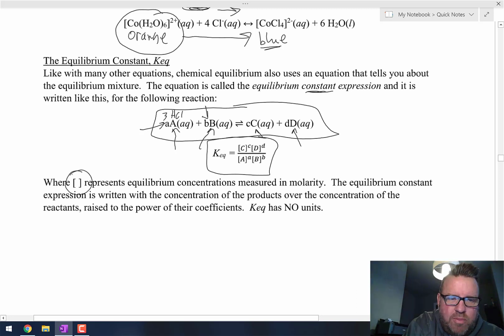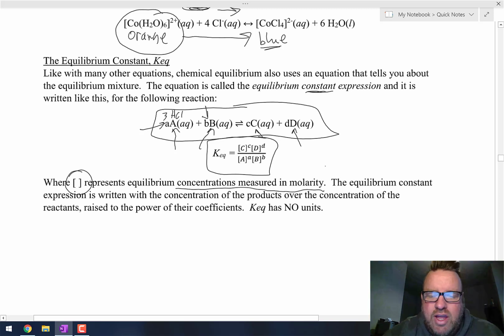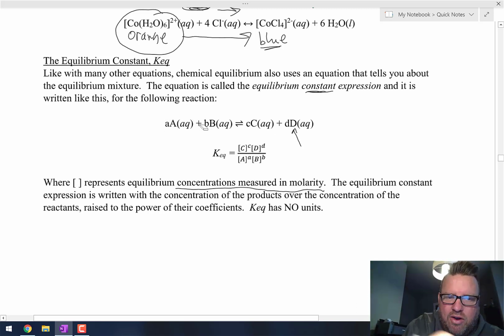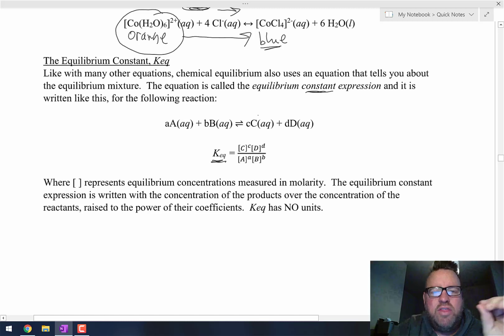What do those square brackets mean? The square brackets represent the concentration measured in molarity. So let me go through this equation that we've got here. KEQ, the equilibrium constant, is equal to, and notice how I say this, the concentration of substance C raised to the power of its coefficient. Notice this is a lowercase c right there, and C is a product. So notice the products are on the top, always, and the reactants are on the bottom, always.